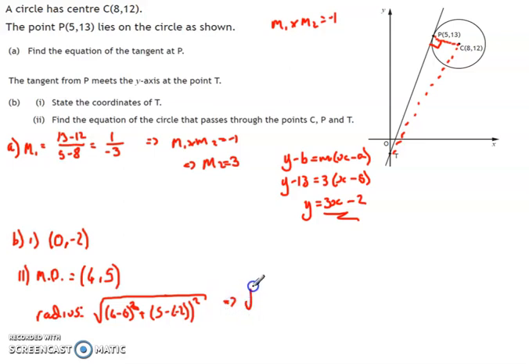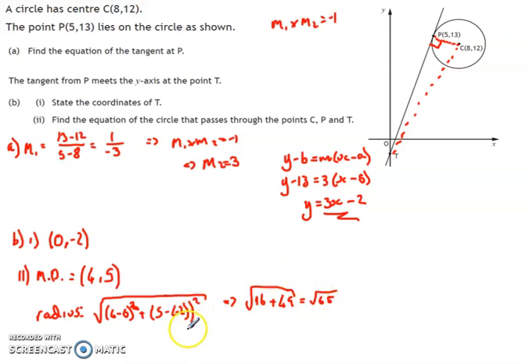So what that then means is it's going to be the square root of 4 squared, which is 16, plus, well, 5 minus minus 2, so that's 5 plus 2 is 7. 7 squared is 49. So my radius is going to be equal to root 65.